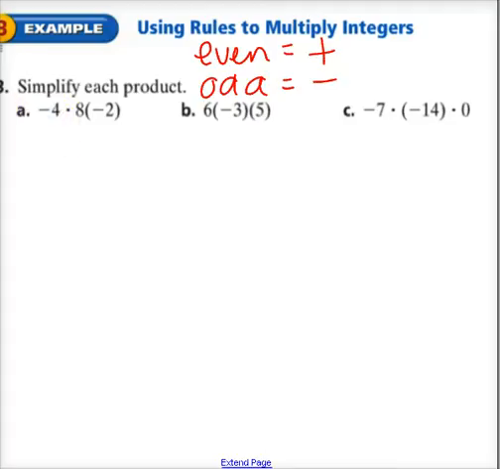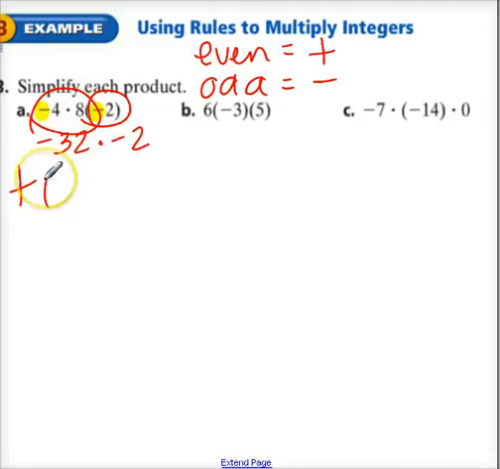So in example A, I see 1, 2 negatives. They're going to cancel. My answer should be positive. So first look at the first two. Negative 4 times 8, that's a negative 32, times the last integer, negative 2. The two negatives cancel, so I have a positive 64, which I can just write as 64.